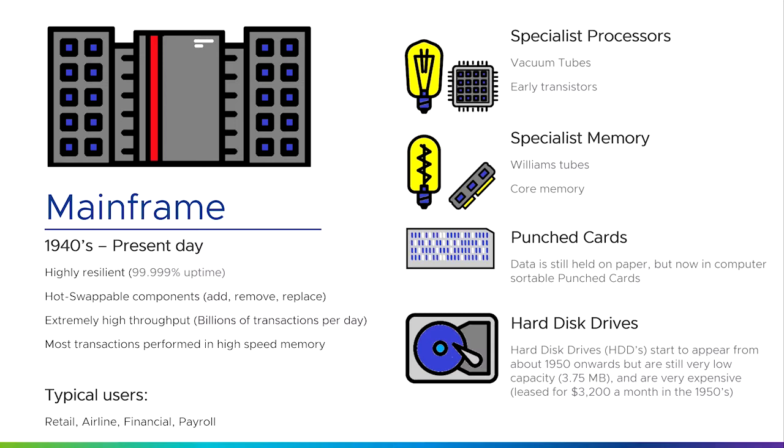The interesting thing about mainframes is they're still used to present day, and the reason that they've lasted so long and they're still in use is down to the high throughput, billions of transactions per day, and the high resilience. We still do not have anything more resilient or that can handle more throughput than a mainframe, which is why many banks and financial institutions still use them to this day.